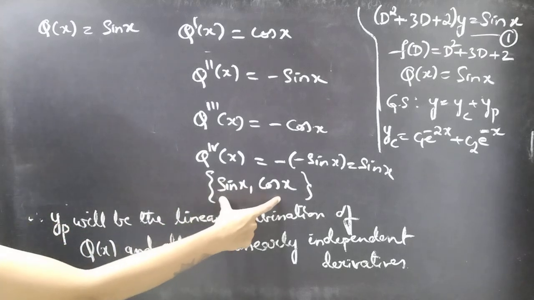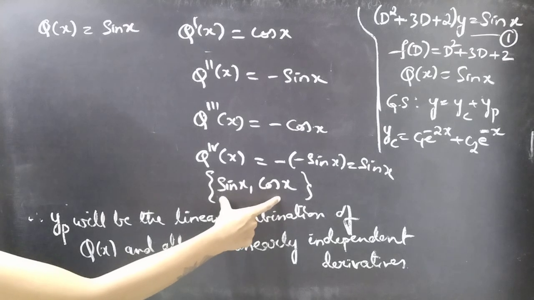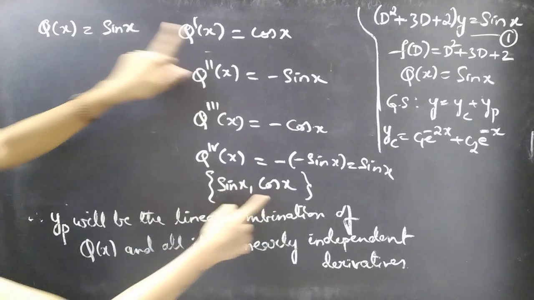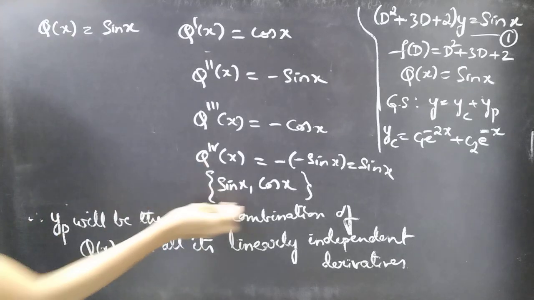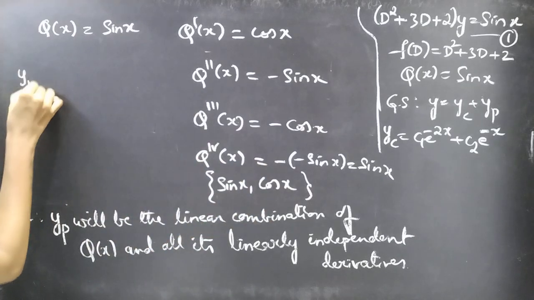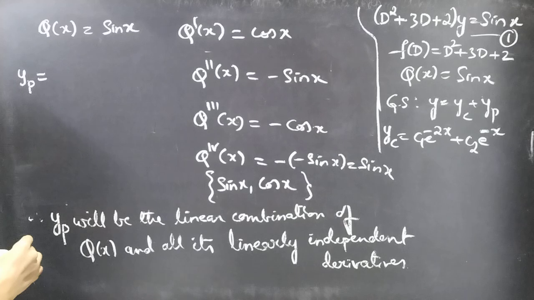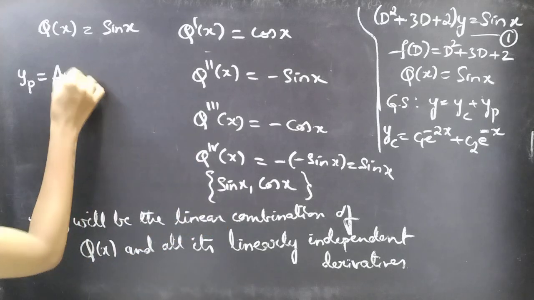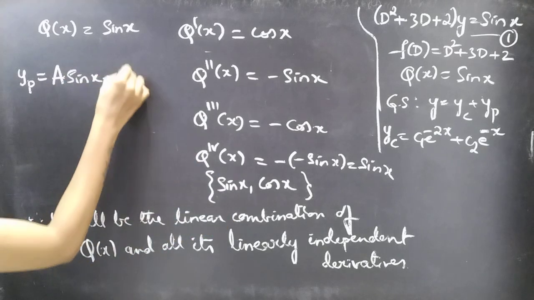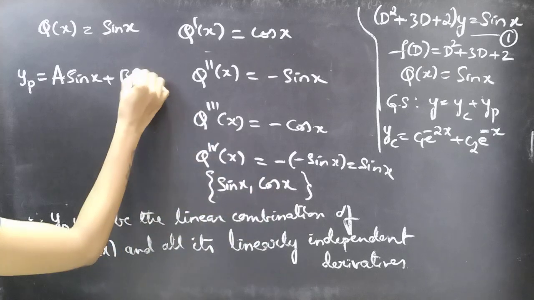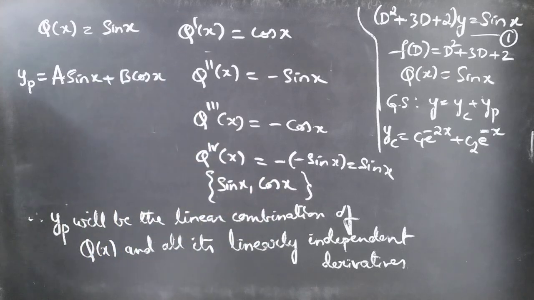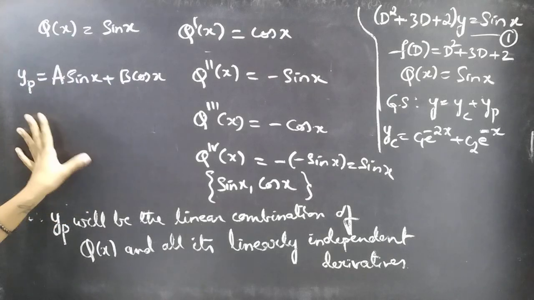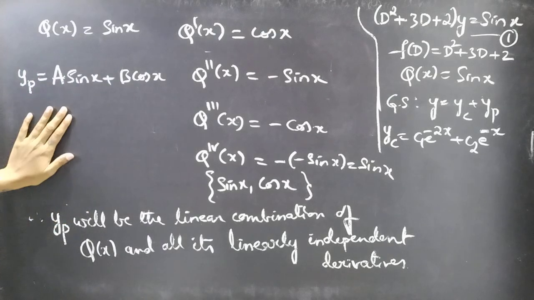See, this is a set I wrote from q of x and all its derivatives. So what I have, sin x and cos x here, right? Now using this, we'll write yp. Yp equal to, it should be a linear combination of q of x and linearly independent derivatives. Take one constant into one function plus another constant into another function, right? So this is yp. This is the way you have to remember.